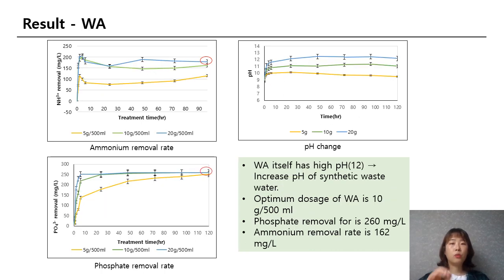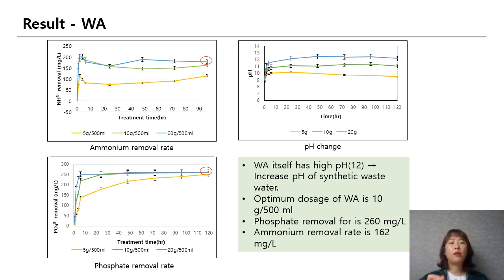And WA was high pH itself. So, adding WA into synthetic wastewater led to an increase of pH ranging from 10 to more than 12 with varying dosage.